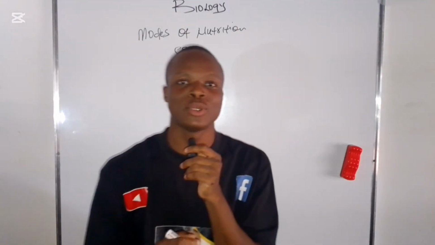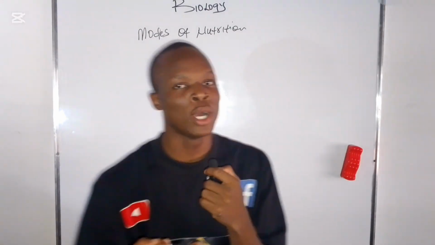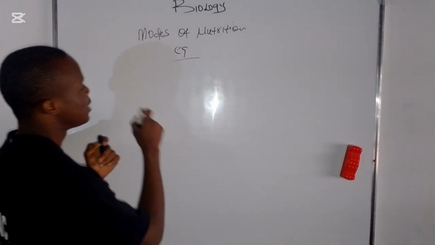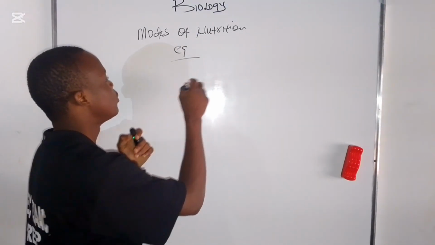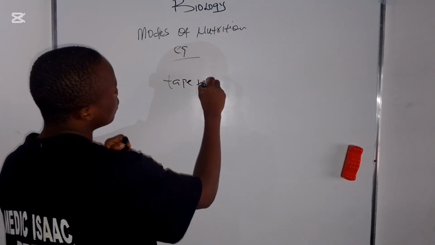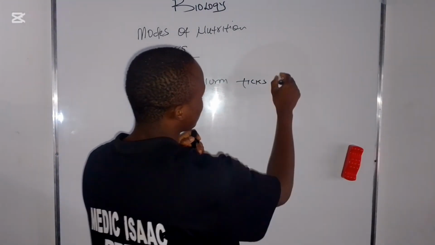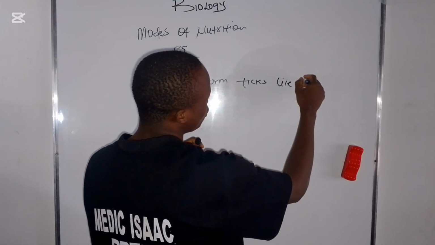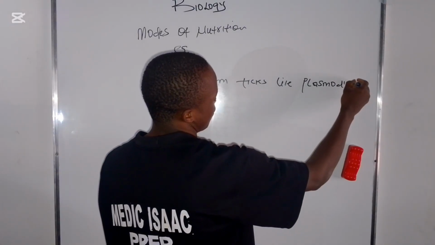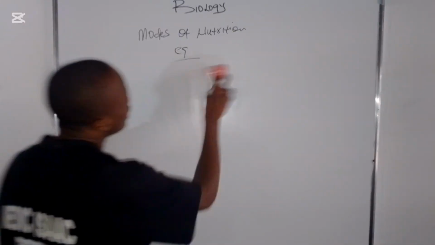So next is parasite or parasitic nutrition. I'm not going to go much into parasites because almost everybody knows about them. I started hearing things about parasites when I was in primary six, so I believe everybody knows that. But I'm going to just give us the examples so that we understand more, right? So examples of parasites are tapeworm, the likes of ticks, the likes of lice, the likes of plasmodium, malaria, and many more. So they are parasites or parasitic organisms, right?